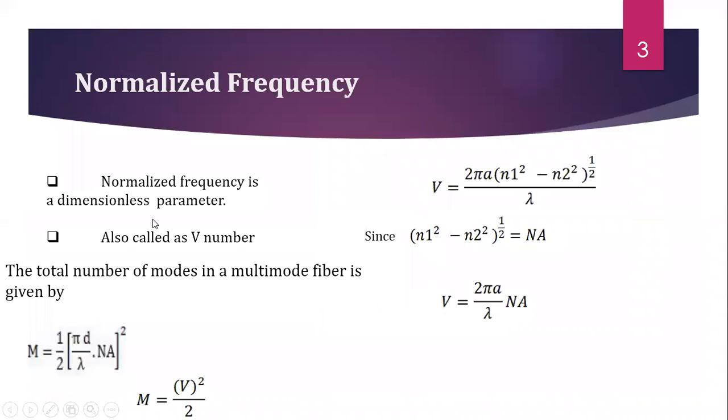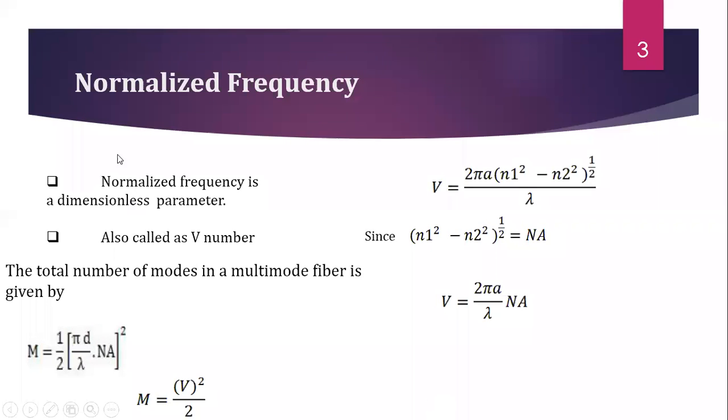So next we can see the normalized frequency. Normalized frequency is otherwise known as the V number. It will justify which mode is utilized for the optical fiber. It is a dimensionless parameter. It gives a relation between 3 design variables of the fiber. One is core radius, another one is relative refractive index difference, that is delta, and another one is operating wavelength lambda.